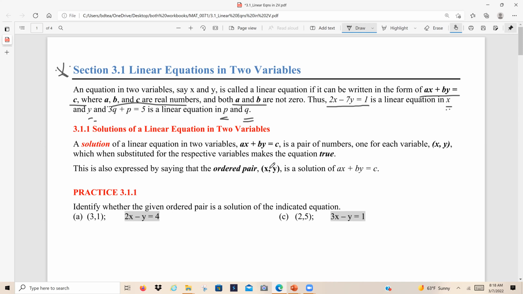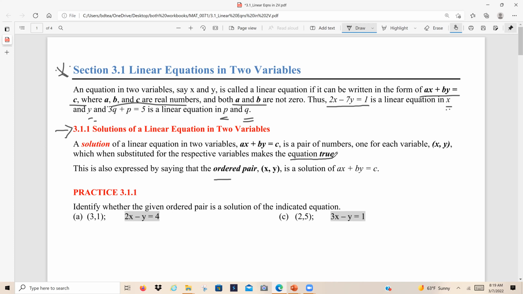Our first topic is the solutions to linear equations in two variables. A solution to a linear equation in two variables is one in which each variable, x as the first coordinate and y as the second coordinate, when substituted, makes the equation true. So our objective is to substitute the numbers and make the equation true.